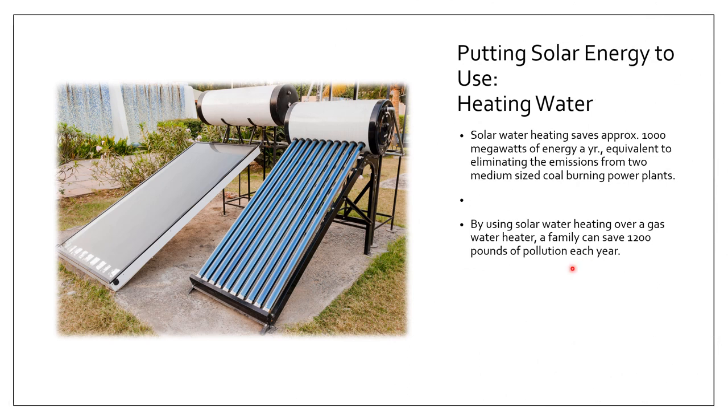So solar water heating systems save about 1,000 megawatts of energy every year. That's pretty good. That's equivalent to eliminating the emissions from two medium-sized coal-burning power plants. So that's pretty good, yeah?